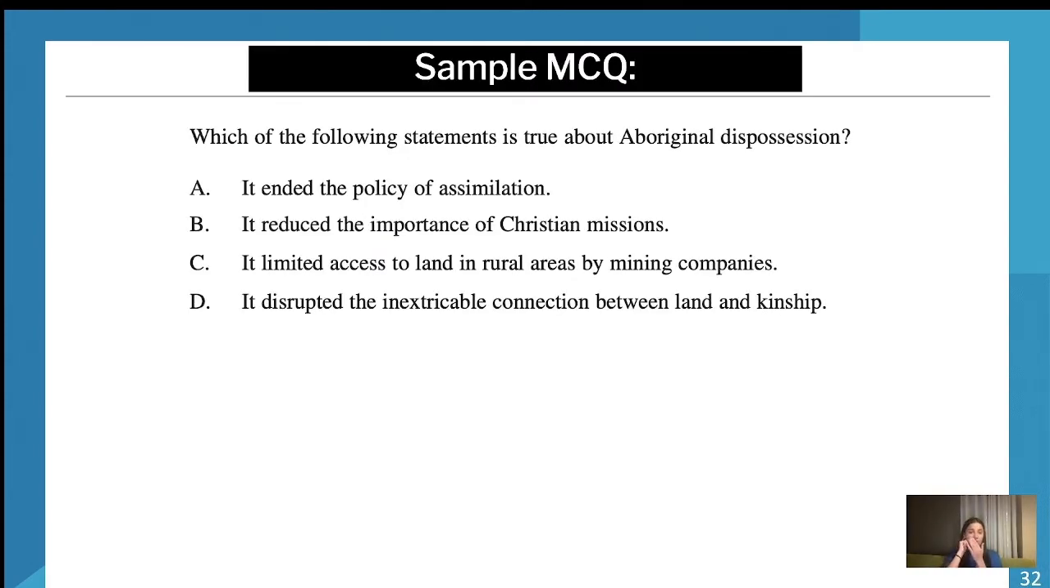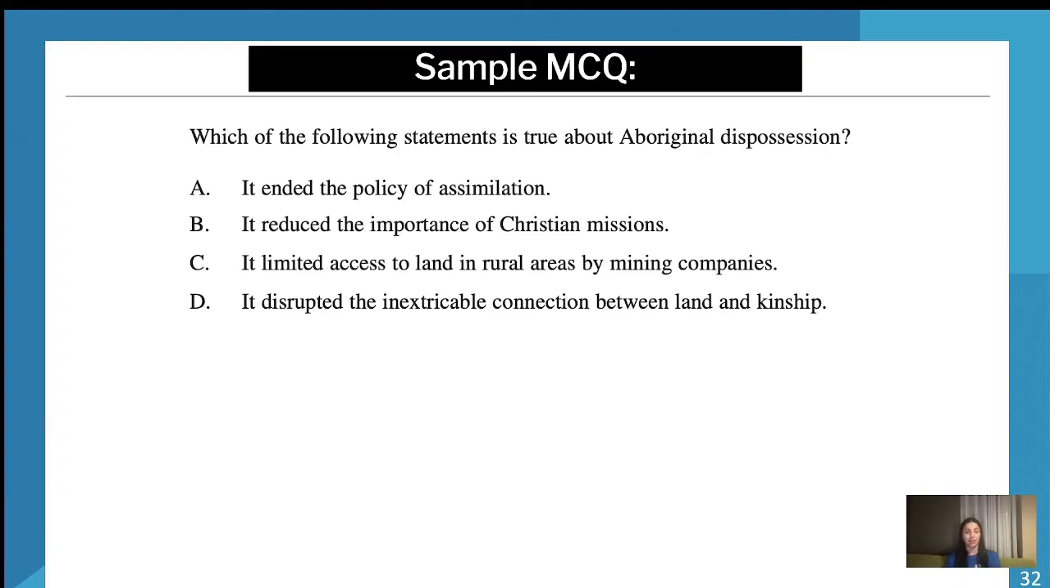So let's try this sample multiple choice question. If anyone's in the live chat, sorry, I'm having some trouble, if anyone's in the live chat, you can have a go. Which of the following statements is true about Aboriginal dispossession? A, that it ended the policy of assimilation. B, that it reduced the importance of Christian missions. C, that it limited access to land in rural areas by mining companies. Or D, that it disrupted the inextricable connection between land and kinship.